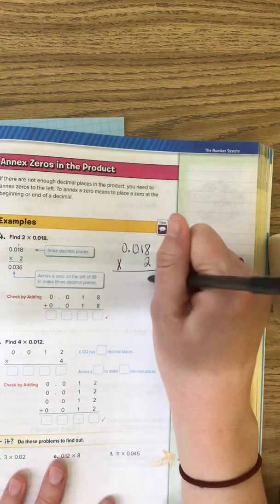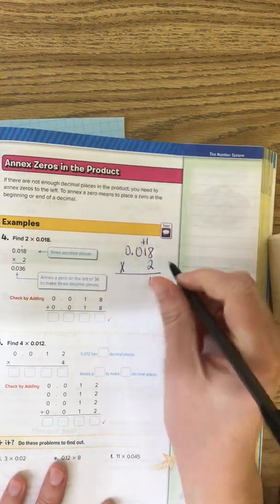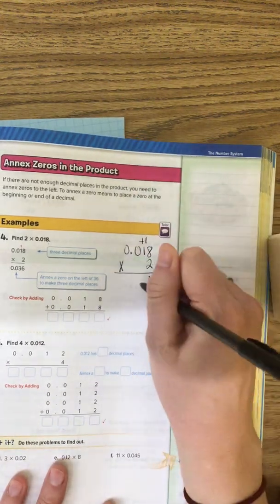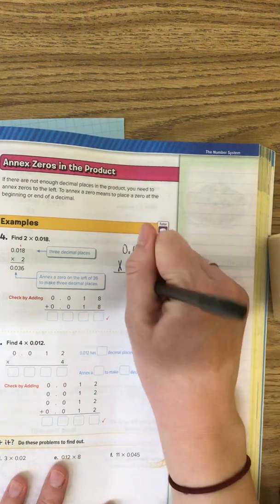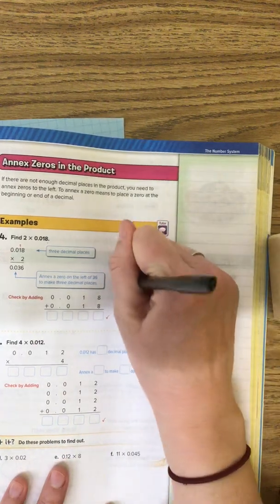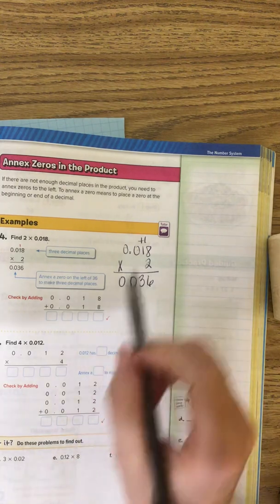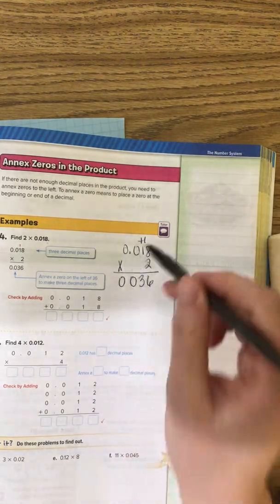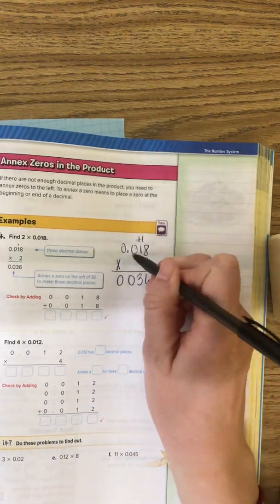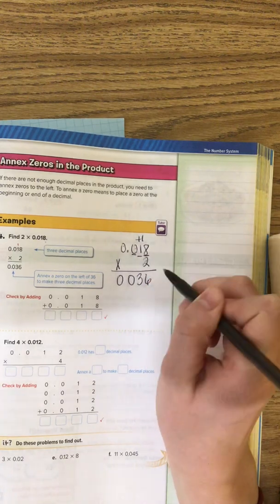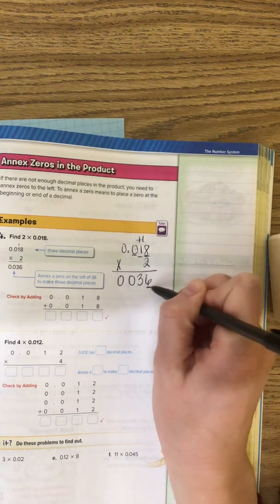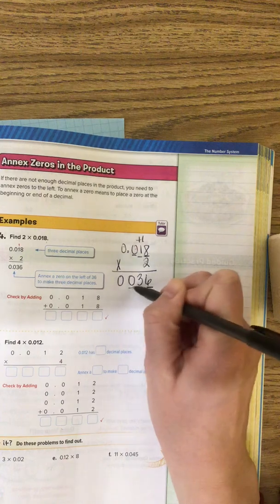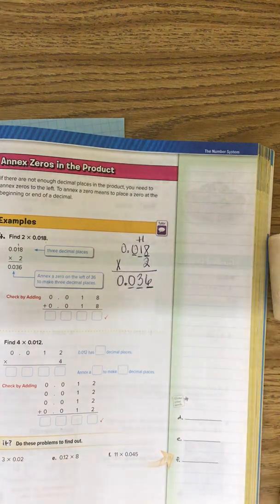2 times 8 is 16. Carry the 1. 2 times 1 is 2, plus 1 is 3. 2 times 0 is 0. 2 times 0 is 0. Go to your question. How many numbers are to the right of the decimal point in the question? 1, 2, 3. So we need 3 to the right in our answer. 1, 2, 3, decimal point.